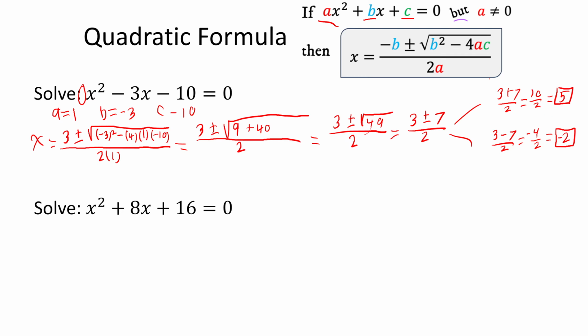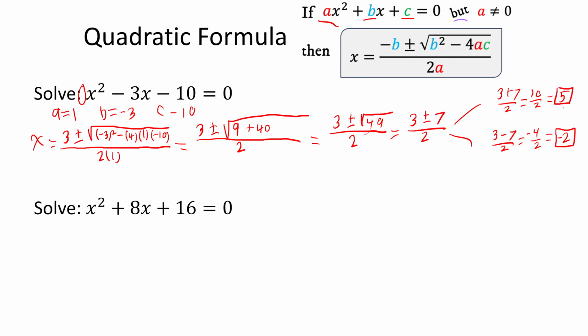Once again, what does this mean? That means if I plug in 5, this would all equal 0. Or if I plug in negative 2, this would all equal 0. Now, we can factor this the normal way like we did on our first slide, right? You could factor this the normal way and be like, oh, the factors of negative 10 would be negative 2 and 5, and they add up to negative 3.